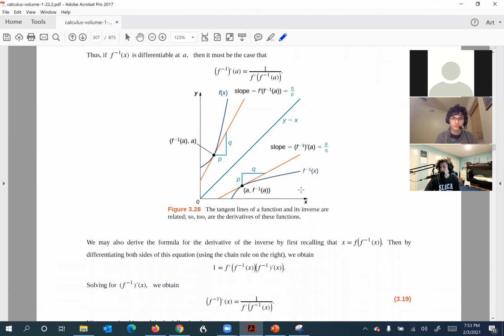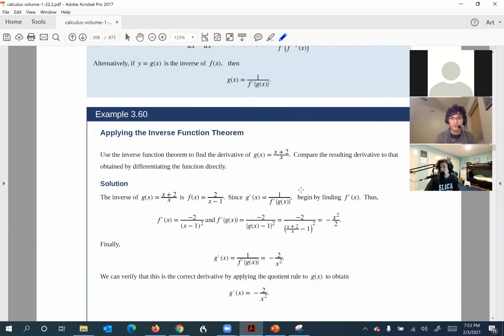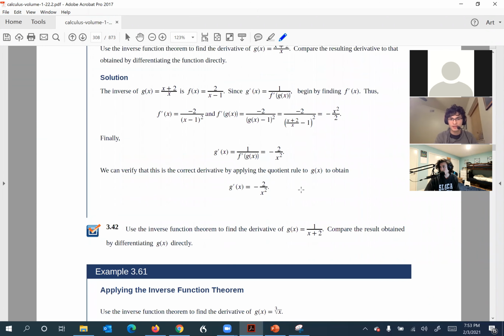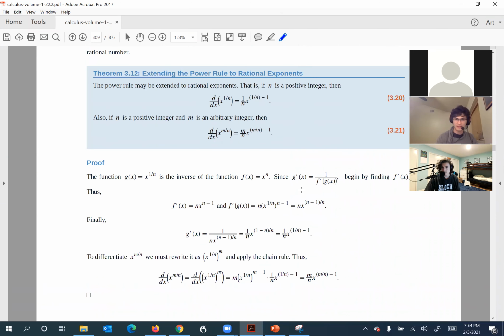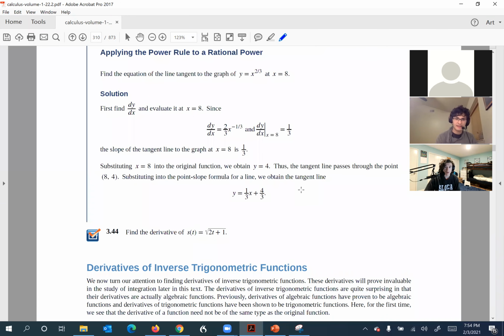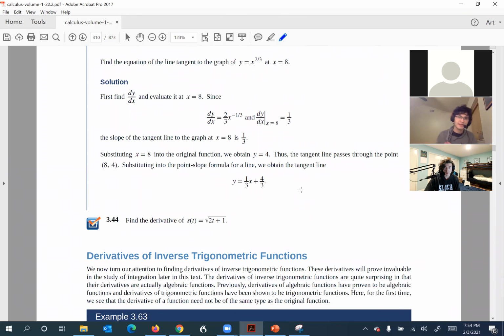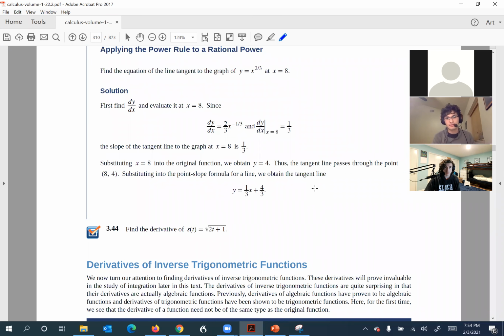What is the answer? It's 1/5 because they want you to take the derivative of the inverse and then plug in the a value they give you into that. So the answer is 1/5, which isn't terribly helpful.